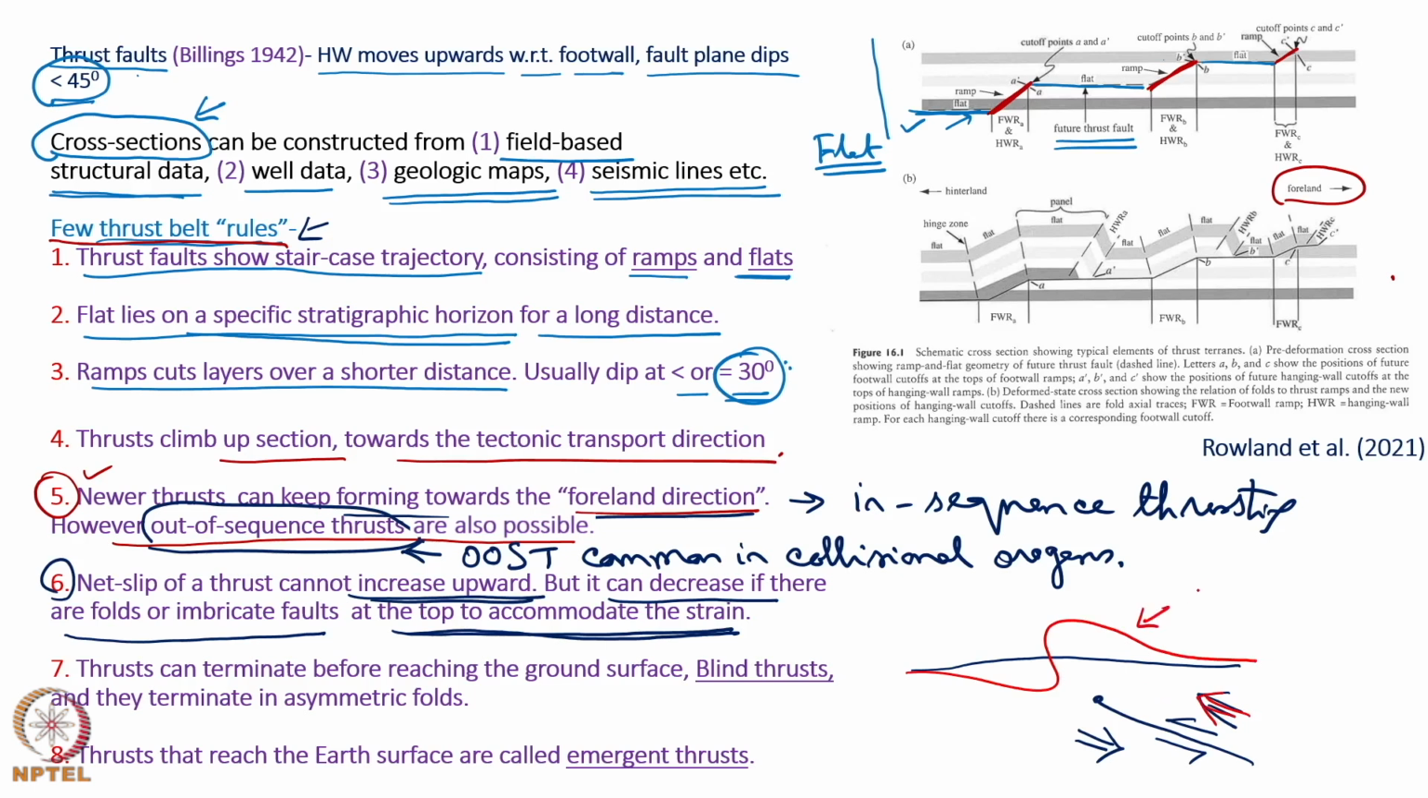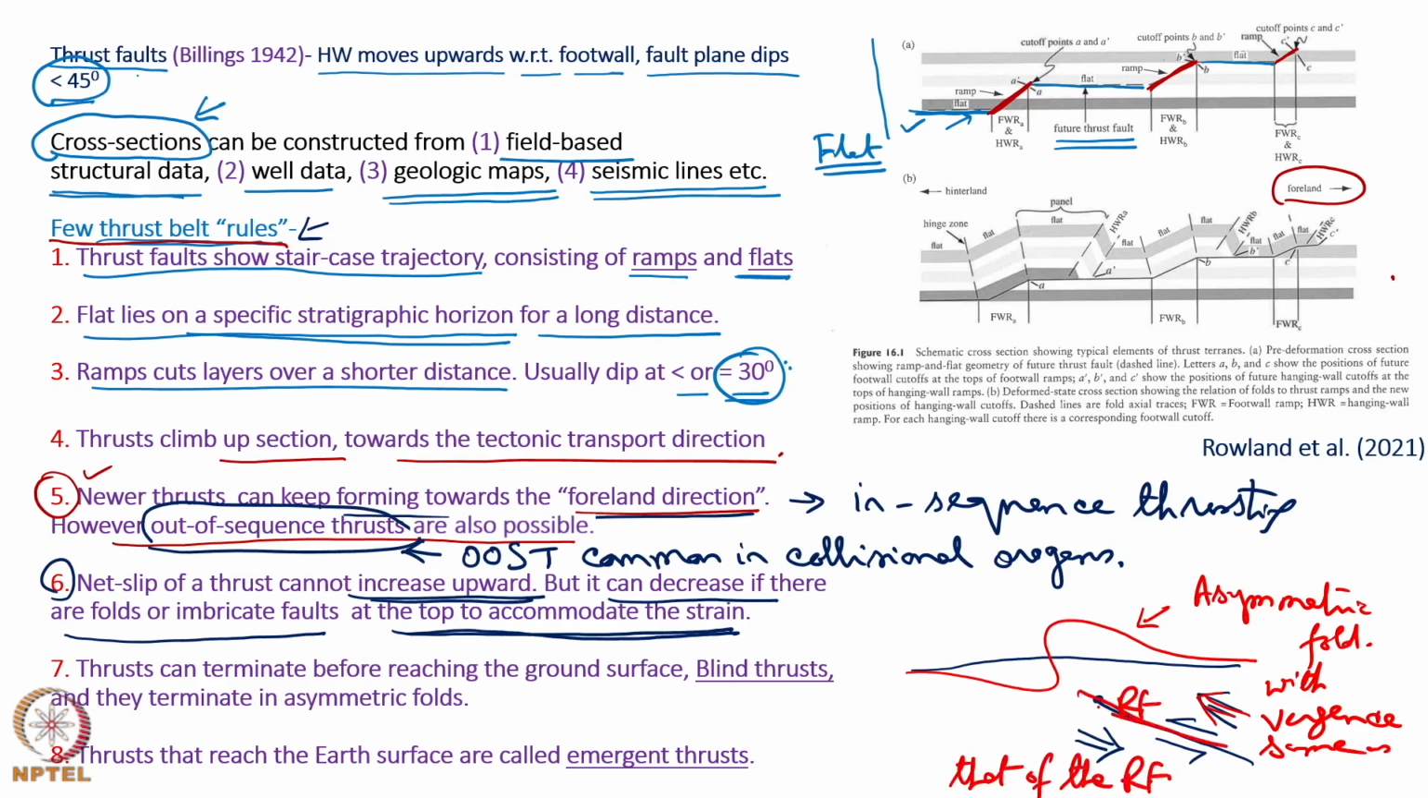It produces asymmetric folds with a divergence same as that of the reverse fault. This is a reverse fault. This reverse fault has a divergence towards the left hand side direction, and this asymmetric fold geometry also has divergence towards the left hand side. Sometimes these folds are known as drape folds.